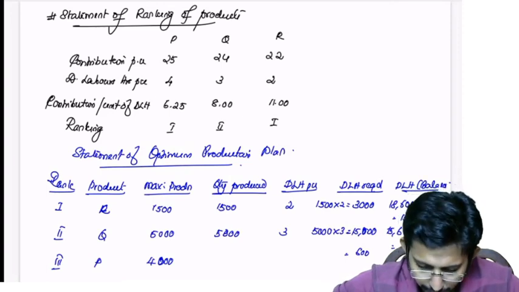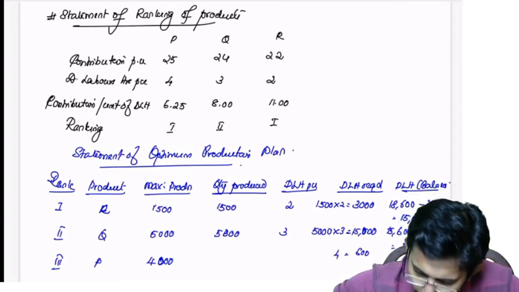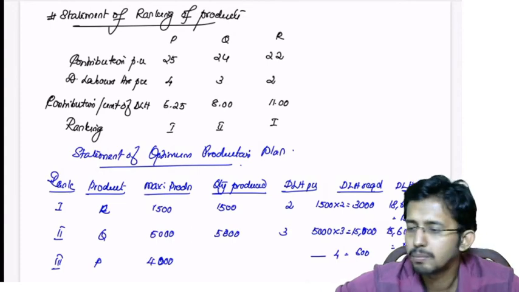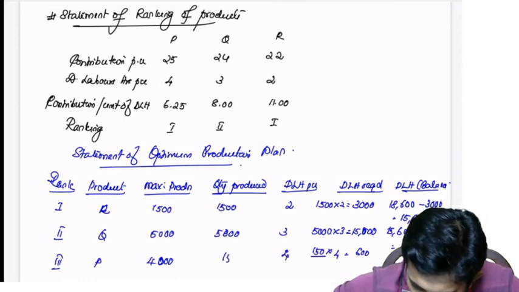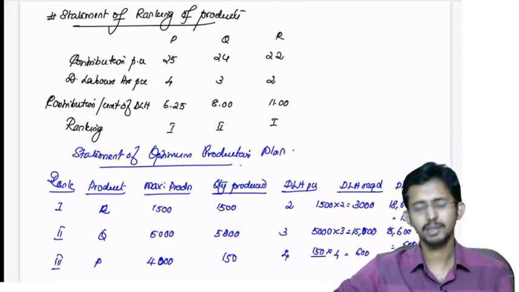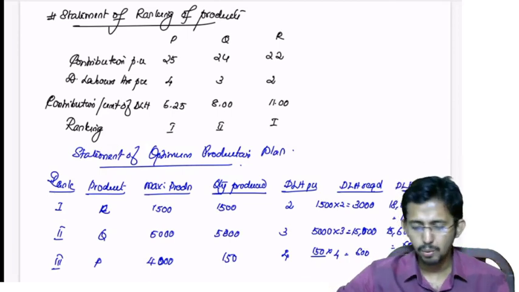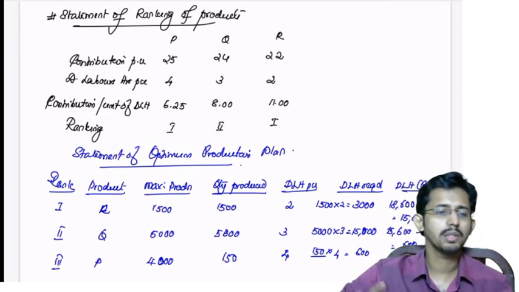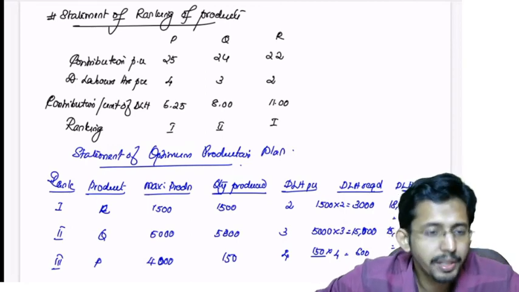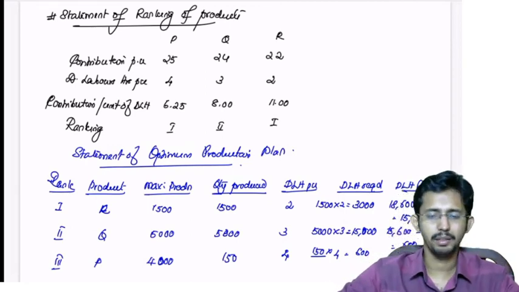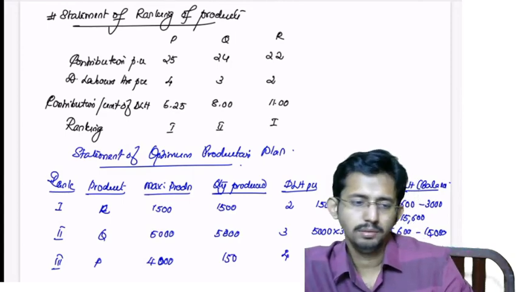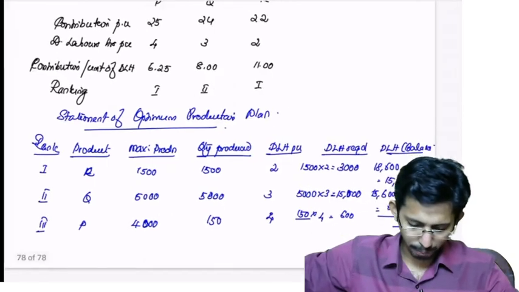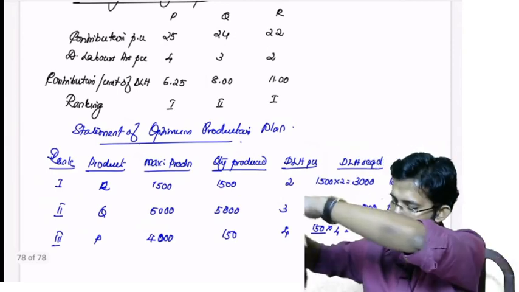Then what is the per unit? Per unit is 4. So dash into 4 should become 600. So that is 150. 150 into 4. Is it clear? So the remaining was 600, using which you can produce 150 units of P. Okay, so this is the optimum production plan.